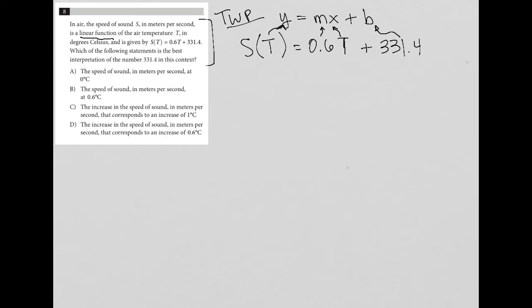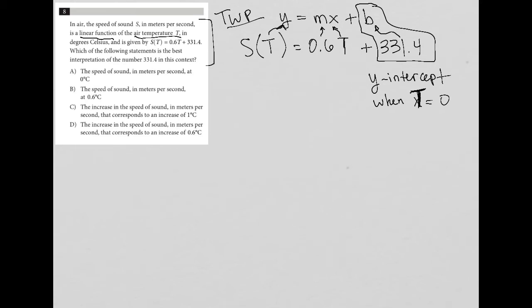So it goes on to say, which of the following statements is the best interpretation of the number 331.4 in this context? Well, we've already related 331.4 to b, or the y-intercept. Don't forget that our y-intercept is found when x is equal to 0. So in this case, it'd be when t is equal to 0. Because T represents air temperature, that means the actual air temperature would be 0 degrees Celsius, right? So I just put 0 degrees Celsius.